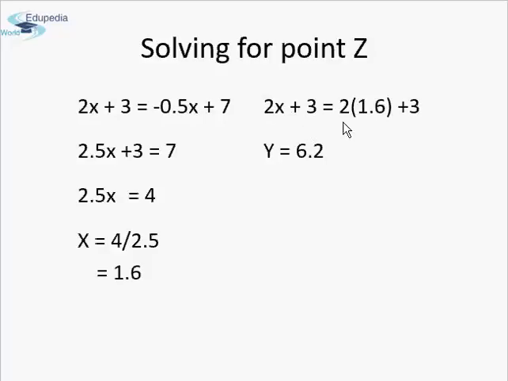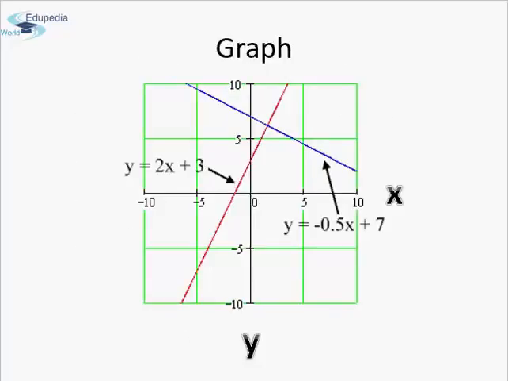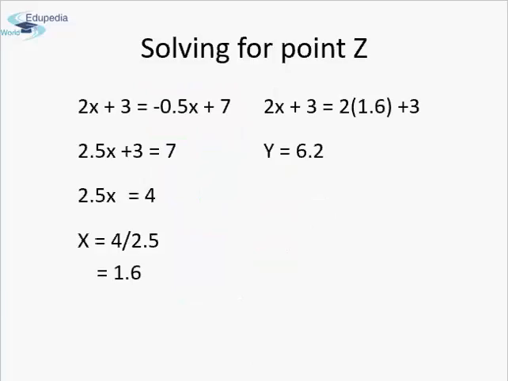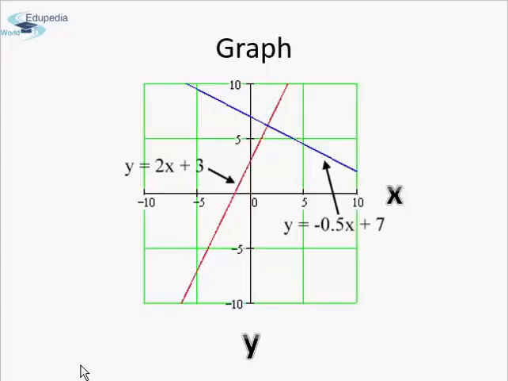If you plug in this over here, you're gonna get, this is not plugged in. 1.6 over here is not plugged in. So what you do is you take an equation of y. You can take any equation of y. You can take y is equal to 2x plus 3 or y is equal to negative 0.5x plus 7. If you take y is equal to 2x plus 3 and you plug in the value of 1.6 over here, you're gonna get a value of y as 6.2, because 1.6 times 2 will be 3.2, plus 3 is equal to 6.2. So y is equal to 6.2 will be your answer.